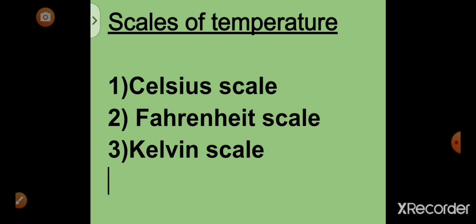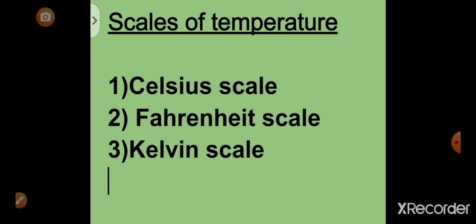There are three scales of temperature. The first one is the Celsius scale or centigrade scale, the second one is the Fahrenheit scale, and the last one is the Kelvin scale. So what are the scales of temperature? The first one is the Celsius scale, the second is the Fahrenheit scale, and the last is the Kelvin scale.